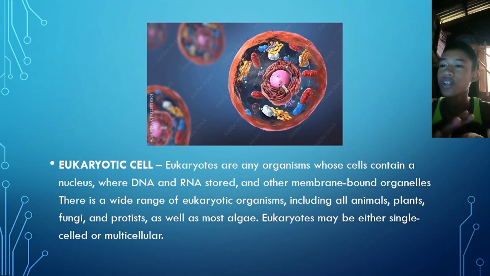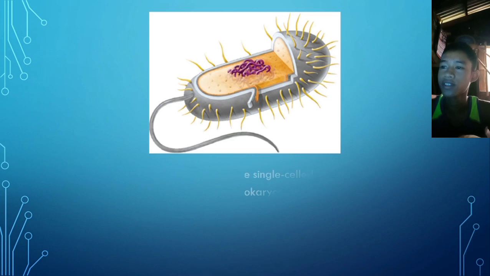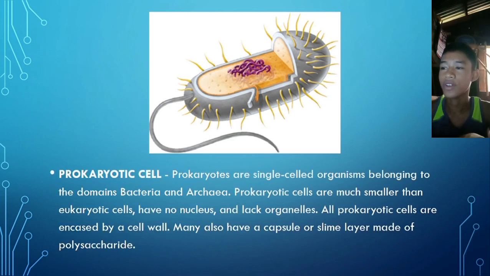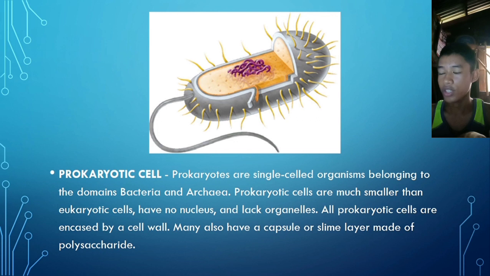As you can see, there is a nucleus inside of the cell. The second type of cell is the prokaryotic. Prokaryotes are single-celled organisms belonging to the domains bacteria and archaea. Prokaryotic cells are much smaller than eukaryotic cells, have no nucleus, and lack organelles. All prokaryotic cells are encased by a cell wall. Many also have a capsule or slime layer made of polysaccharide. As you can see in the picture, there is no nucleus, and that is their difference. Eukaryotic cells have a nucleus, while prokaryotic cells don't.